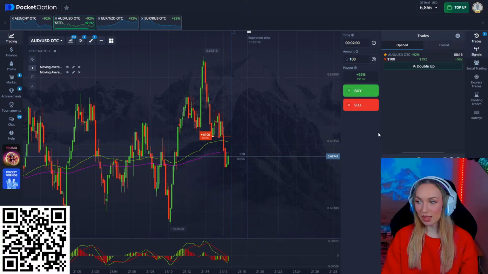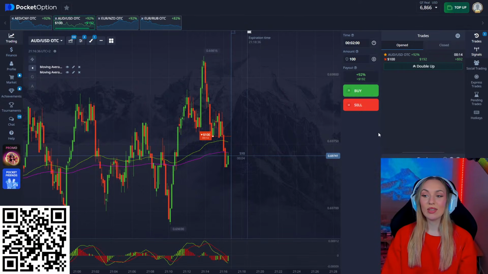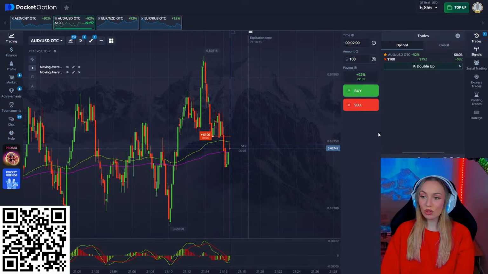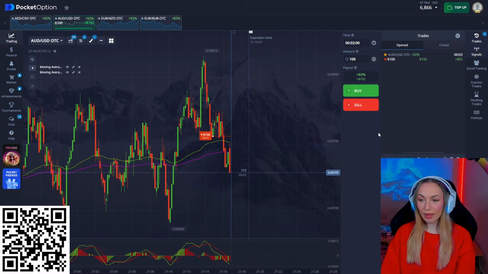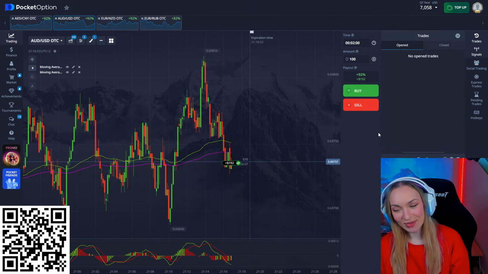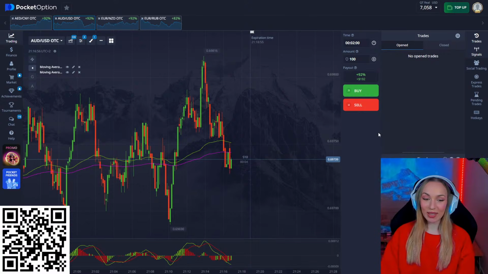And AUD USD, we're still waiting, and even though it looks like it went down, we still have 10 more seconds, and with the chaos which this price is moving, I'm not sure that this one is gonna be profitable, but here we go. Another profit, guys.